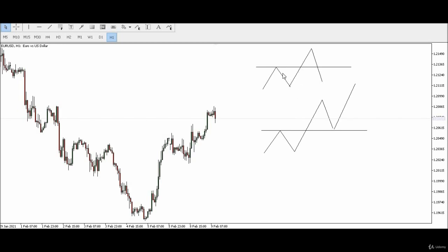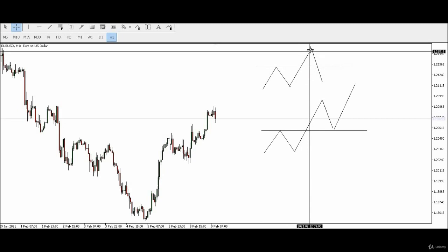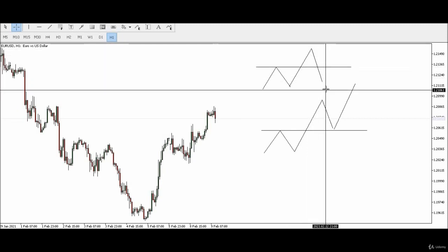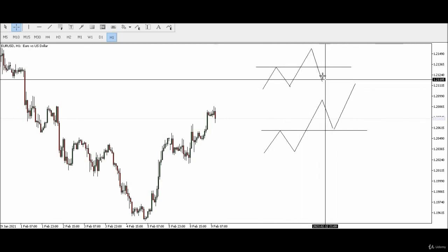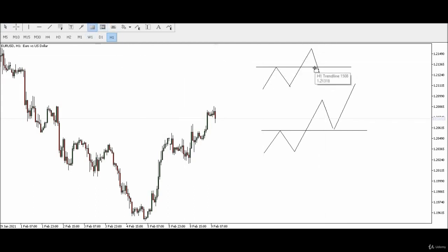So the first one is fake breakout, which is it breaks the resistance and then comes back into under this line, under this resistance. So it's fake breakout, and in this scenario we sell here, and this is a high probability setup.